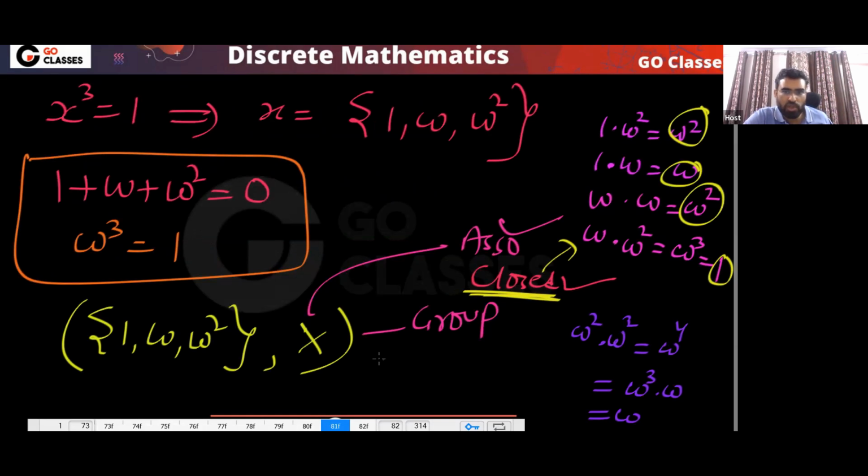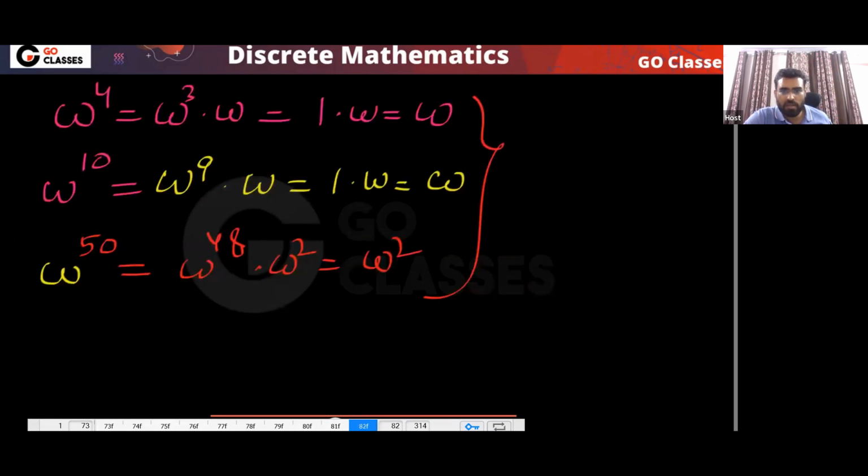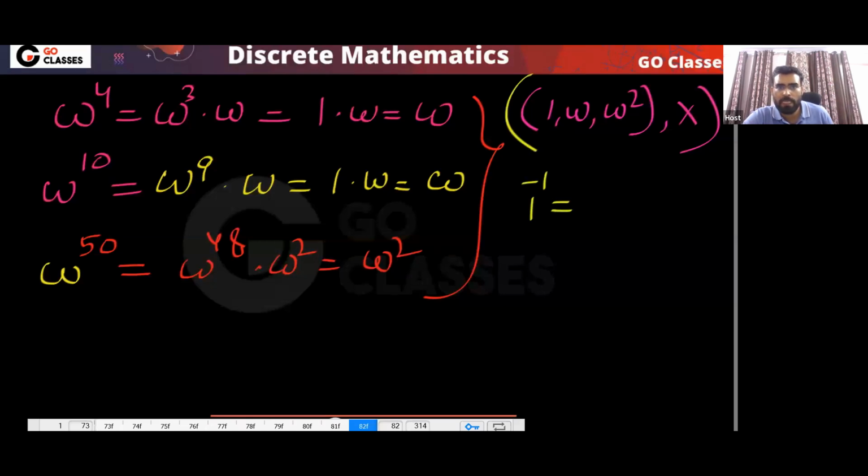Closure properties we also have. What is the identity element here for multiplication? The identity element will be 1. Now, what is the inverse in this structure, 1, omega, omega square, with multiplication? What is the inverse of 1? The inverse of the identity element will always be the identity element.